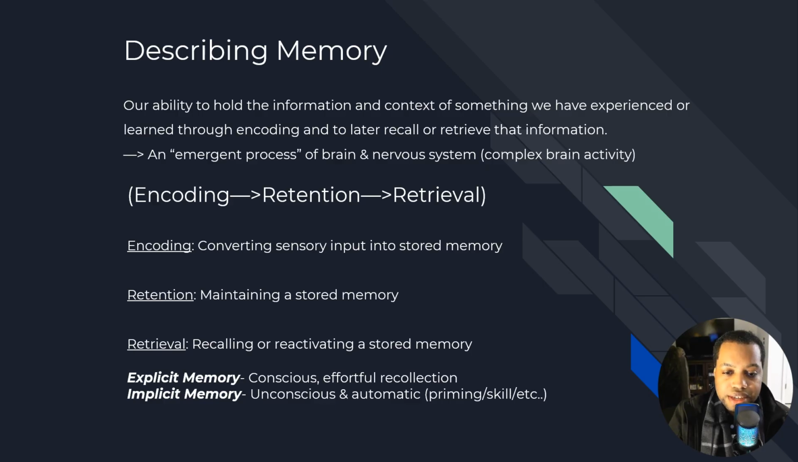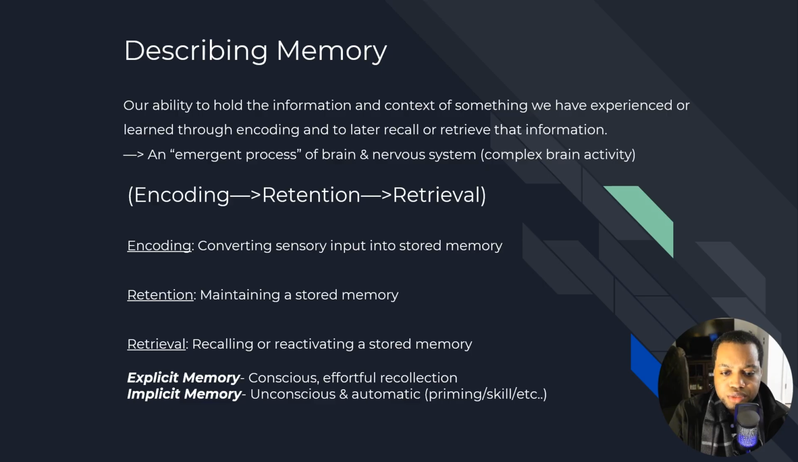So the basic memory process is in 3 steps: encoding, retention, and retrieval. Encoding is the first step. It is converting sensory input into stored memory. Retention follows this. It is the maintaining of a stored memory. So if you are holding on to knowledge for a period of time, you're retaining that knowledge, which is the retention phase. And then when it comes time for you to recall or retrieve that information, you are within the retrieval stage, which is recalling or reactivating a stored memory.